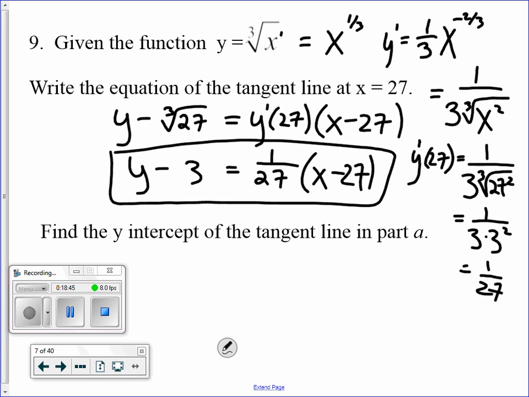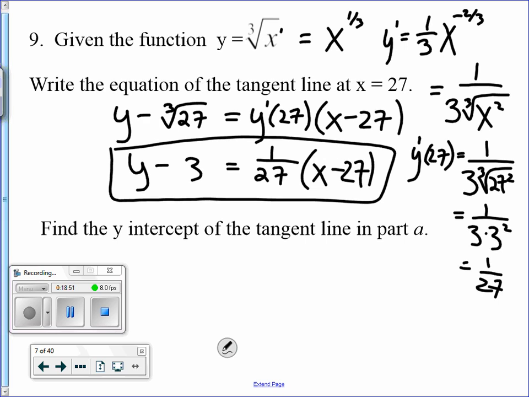Okay, now it says find the y-intercept of the tangent line. To get the y-intercept of any function, you want to know where the graph crosses the y-axis. You take advantage of the fact that you know the x-coordinate of that point. So you already know the answer is going to be 0, something. So I'm already going to start writing my answer, 0, something. I just got to figure out what that something is.